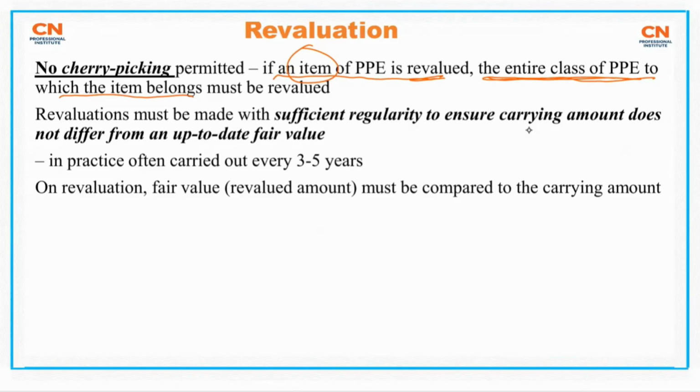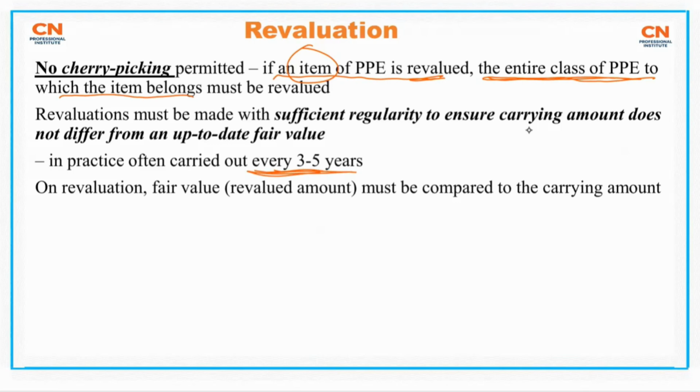And they tried to give them some scenarios about this revaluation. Right, we'll go through those questions. So just know that there's no cherry picking in IAS 16. If you revalue one class of asset, then the entire class, or if you revalue one item of PPE, then the entire class to which that PPE belongs must also be what? Revalued. Okay. And it says in practice often carried out every 3 to 5 years.